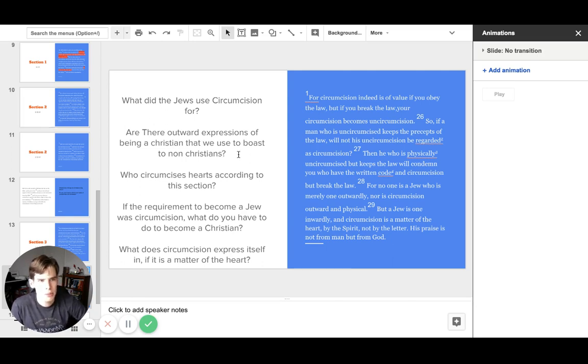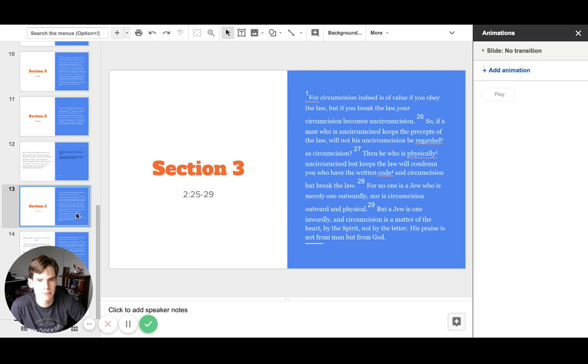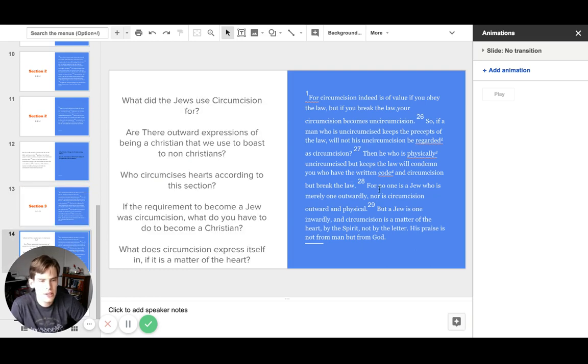Then in this section, I think it's really important to note, who is the person who circumcises? And in verse 29, Paul says, a Jew is one inwardly, circumcision is a matter of the heart by the Spirit, not by the letter. So the one who circumcises is the Spirit. So ask the question, if the requirement to become a Jew was circumcision, what do you have to do to become a Christian? Have your heart circumcised. Well, how do you do that? Well, it's by the Spirit.